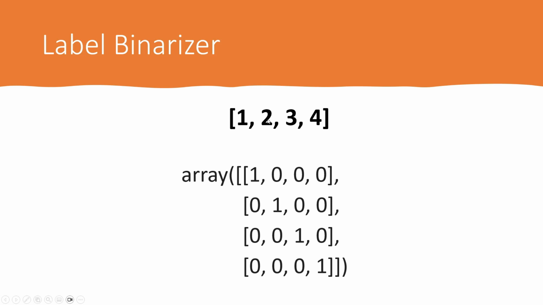And when it's 2, the 1 is going to be 0, 2 is going to be 1, because this is positive, and 3, 4 are going to be 0. And when it's 3, only the 3 is going to be 1, and the other ones 0. And for 4, 4 is going to be 1, and other ones are 0. So that's how you binarize the labels. So this is what I am going to do.